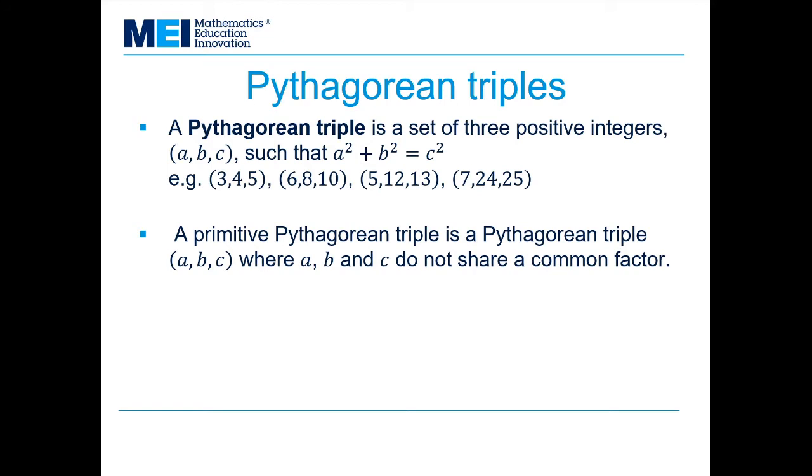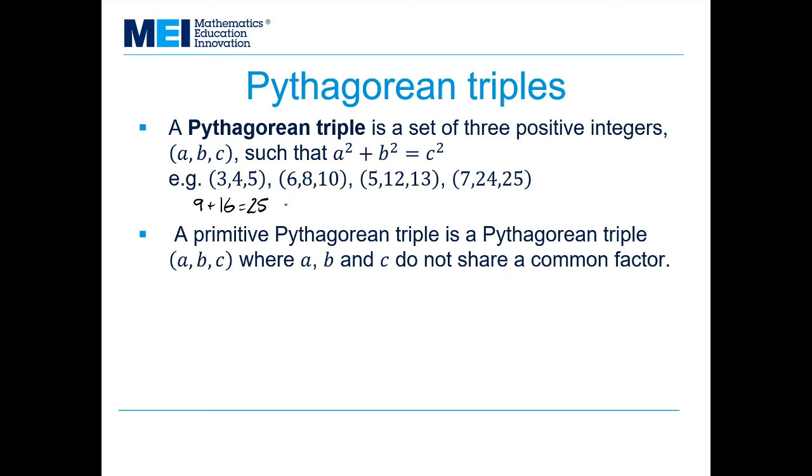You're probably familiar with Pythagoras' theorem, which relates the three sides of a right-angled triangle a, b and c with the equation a squared plus b squared equals c squared. A Pythagorean triple is simply any set of positive integers a, b and c that satisfy that relationship. So three positive integers that could be the sides of a right-angled triangle. The most famous example of this is 3, 4 and 5. So 3 squared is 9, 4 squared is 16, and 9 plus 16 equals 25, which is 5 squared.